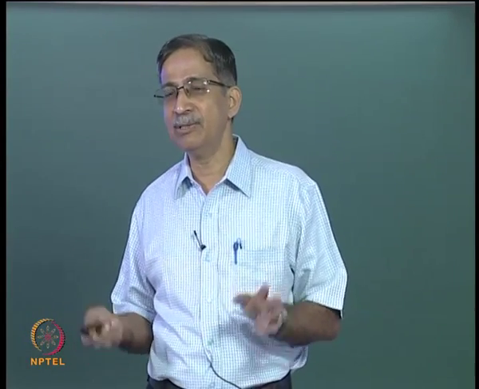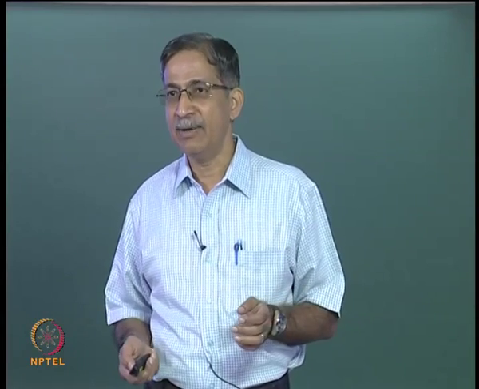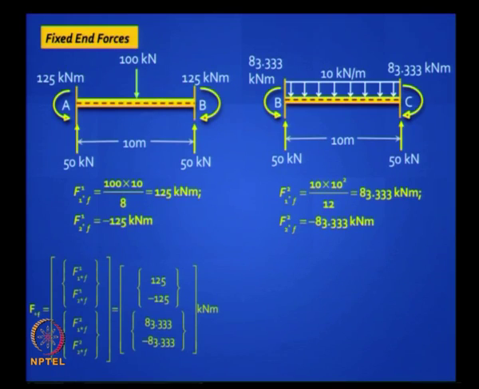So I will not explain this, you can find the fixed end forces, write them in a vector form like this. F star F is in this case plus 125, minus 125, plus 83.33, minus 83.33. You can put kilonewton meter outside. Is this clear? This is exactly what we did in reduced element stiffness method, nothing new. Now you have to generate FFA and FFX. Can you do that?